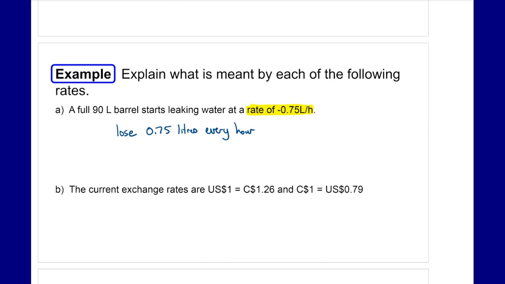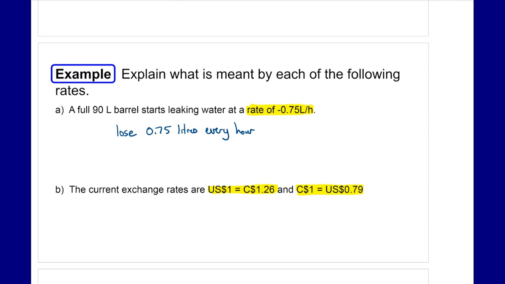B, the current exchange rates are 1 US dollar equals 1.26 Canadian dollars, and 1 Canadian dollar equals 0.79 American dollars. So we see our two rates. This one gives us two different rates. And what do these rates mean? Well, they're the exchange rates between money.